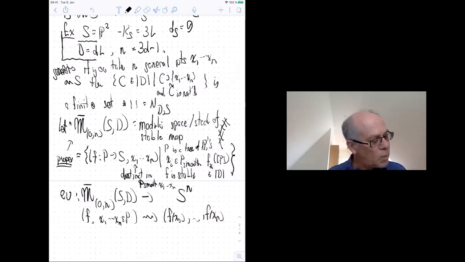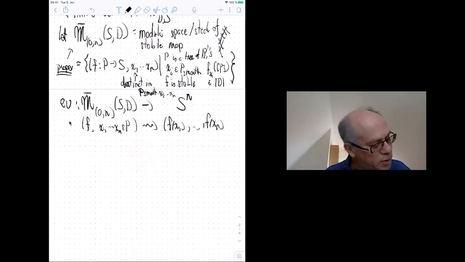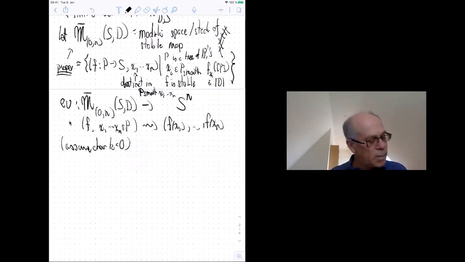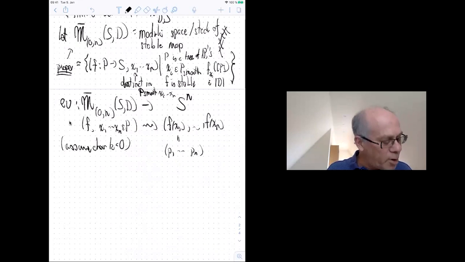Okay, but I am going to assume for the talk today that the characteristic of K is zero. I'll say a word at the end about what to do in positive characteristic. Okay, so we have this evaluation map, that's just a little side thing, and the point is that if you say that this is equal to p_1 up to p_n, in other words, you fix n general points in S, what's the fiber? Well, the fiber are all the rational curves which are in the linear system D that pass through those points. So what that says is that for a general point, the number of points in the fiber is this N_{S,D}. So it says that this N_{S,D} is just equal to the degree of this evaluation map.